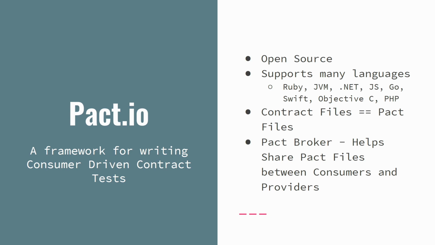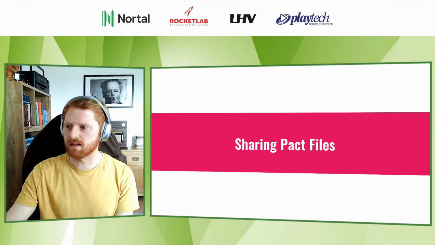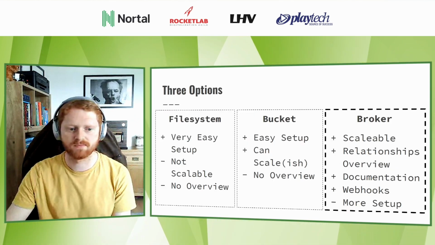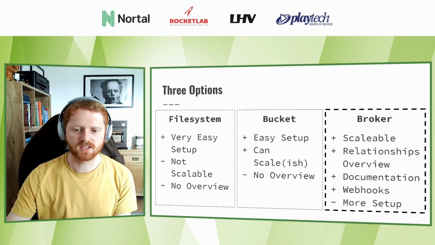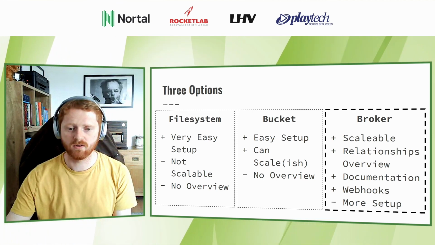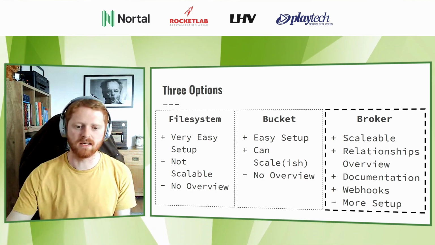One of the things you might have been thinking of as I went through that example is this sounds great, but if we have lots of teams doing this, there's going to be lots of contract files that need to be shared. How can we share these files in a way that scales? So let's talk about that. Let's talk about how we share contract files, these Pact files. So there's typically three options. There's the file system, or there's a bucket, a hosted bucket like AWS and GCP, or the broker, which I've mentioned.